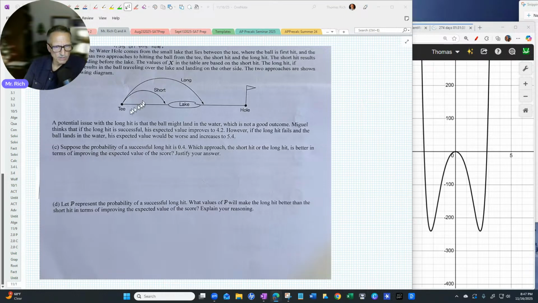A potential issue with the long hit is the ball might land in the water, which is not a good outcome. Miguel thinks that if the long hit is successful, his expected value improves to 4.2. However, if the long hit fails and the ball lands in the water, his expected value would be worse and increases to 5.4. So part C says, suppose the probability of a successful long hit is 0.4. Which approach, the short hit or long hit, is better in terms of improving the expected value of the score? Justify your answer.